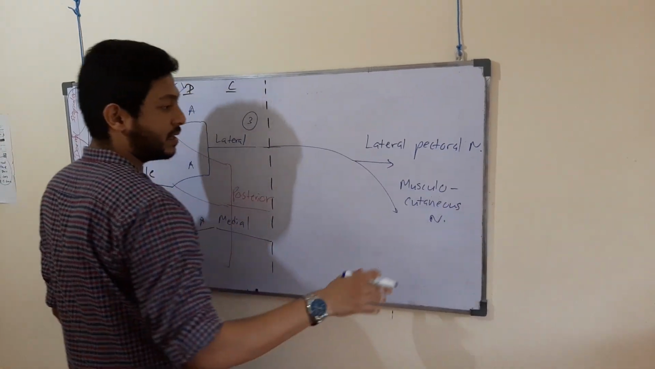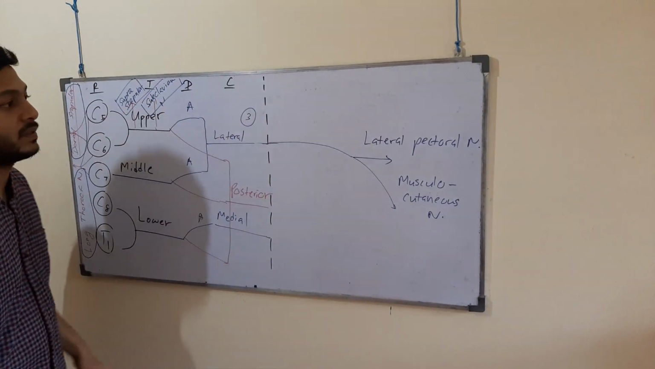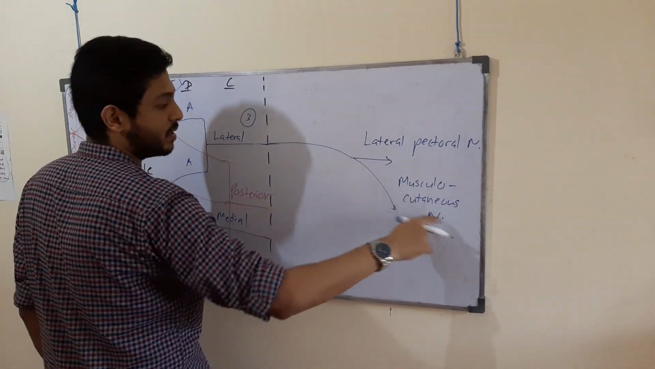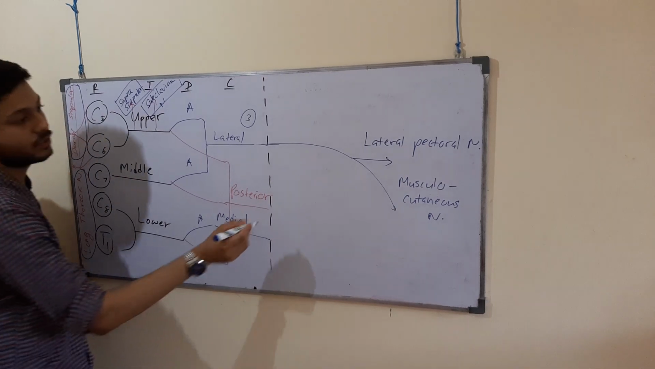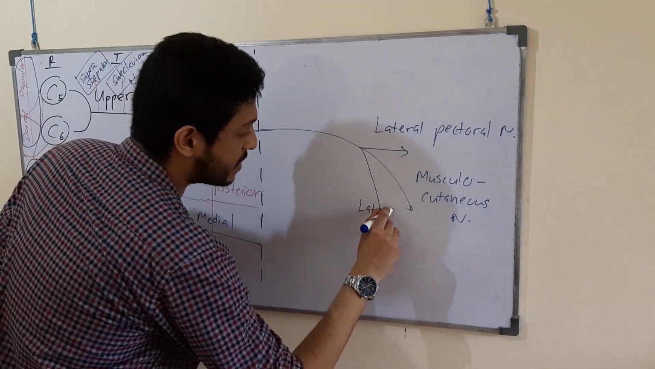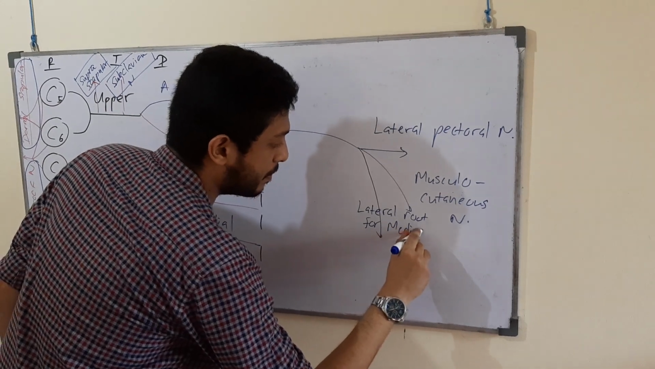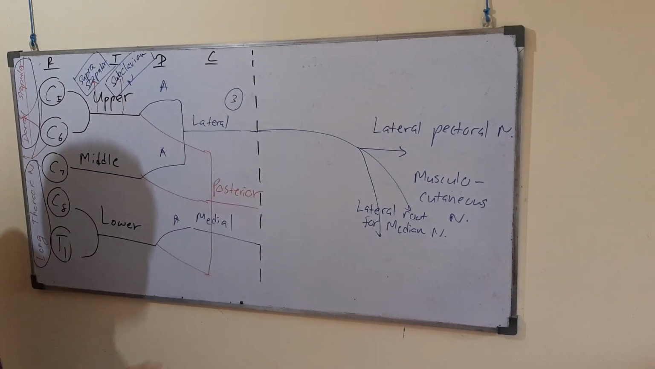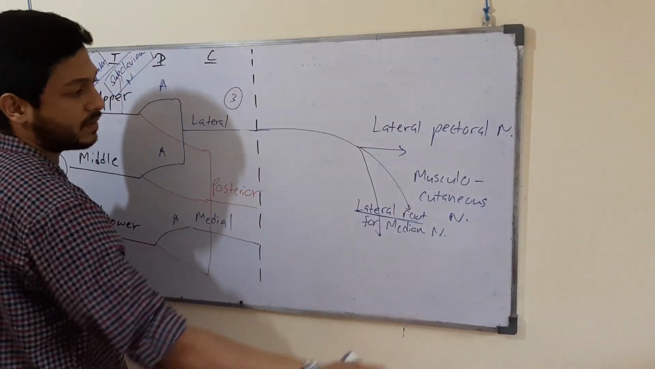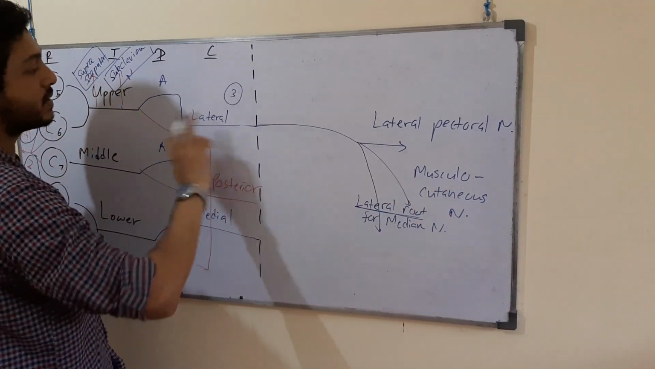From the name of this branch, you can understand that this nerve usually innervates both muscles and the cutaneous layer. So the first branch is the lateral pectoral nerve, and the second branch is the musculocutaneous nerve. And also, it usually gives out a branch which is known as the lateral root for the median nerve, right? So there are three main branches in the lateral cord: the lateral pectoral nerve, the musculocutaneous nerve, and the lateral root for the median nerve.